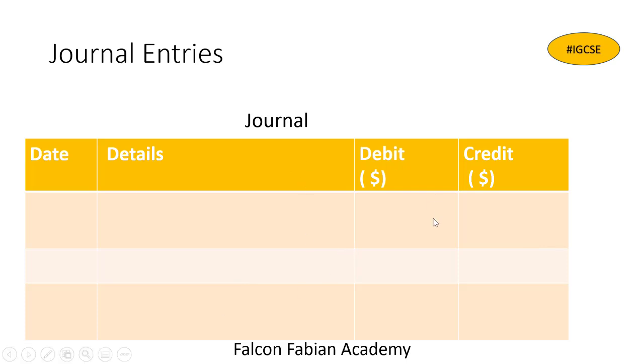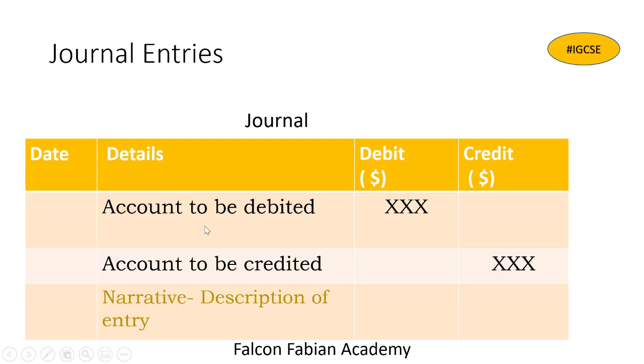Now that we know what a journal looks like, we are going to post journal entries into this book. Let's first have a look at the structure of a journal entry. A journal entry has three things. So here you will write date, but in details column, what do you write? In the first place, you will write the name of the account to be debited. So account to be debited is written first and the amount is written in the debit column. Once we have done that, then in the second line, we write account to be credited and the amount in the credit column. Once we have written both of these, then we write a small sentence over here, which is called narrative.